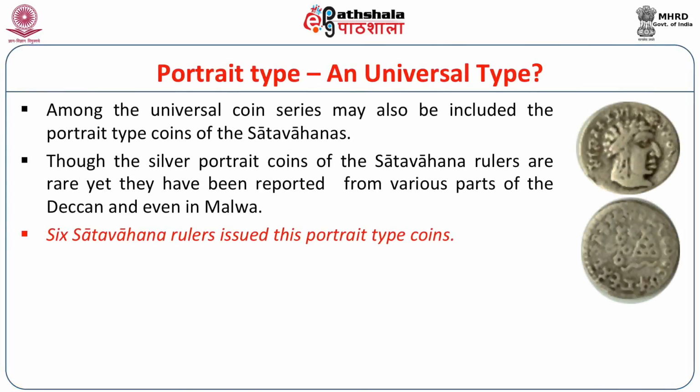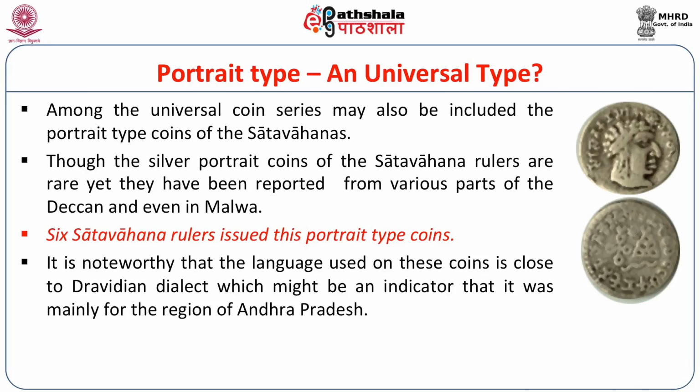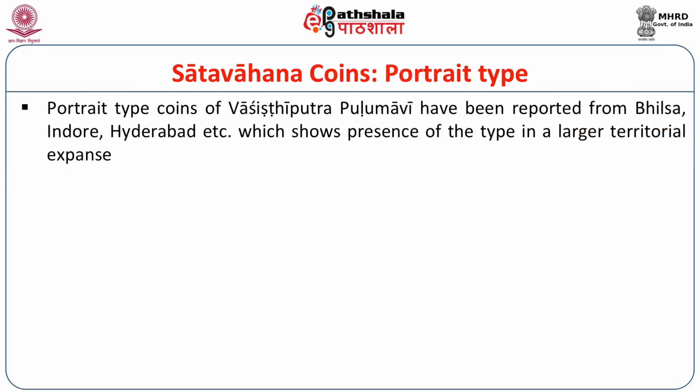And among the universal coin series, we should include these portrait type coins. They were issued in silver, and 6 Satavahana rulers issued such portrait type coins. It is noteworthy that the language used on these coins is close to a Dravidian dialect, which might be an indicator that it was mainly for the region of Andhra Pradesh. Portrait type coins of Vashishtiputra Pulumavi have been reported from Bhilsa, Indore, Hyderabad and other regions, which shows the presence of this type in a larger spatial context.